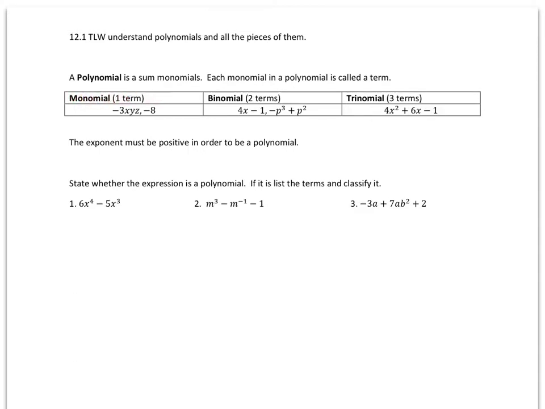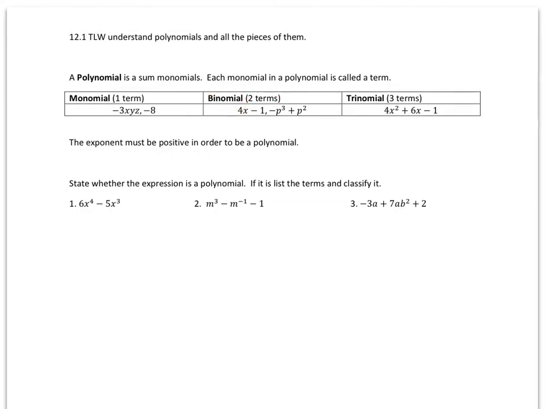One term. Some examples of that: negative 3x, yz. That's negative 3 times x times y times z. That's one term. It doesn't matter how many variables are there. Terms are separated by addition or subtraction, guys. Or you can also have a constant, negative 8. So there are some examples.